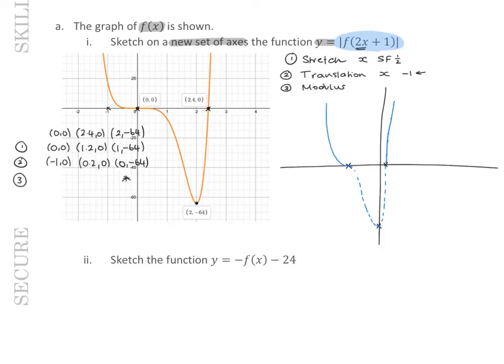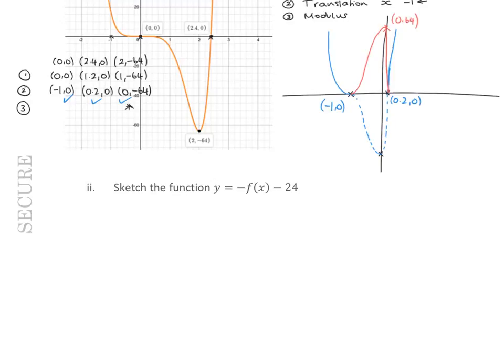And then because it's the modulus, this goes up instead. So that is 0, plus 64. This is minus 1, 0, which we've got there. And this is 0, 20, which we've got here. So we've got our 3 coordinates and we have transformed our graph.